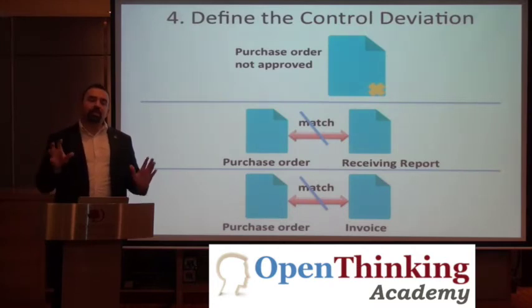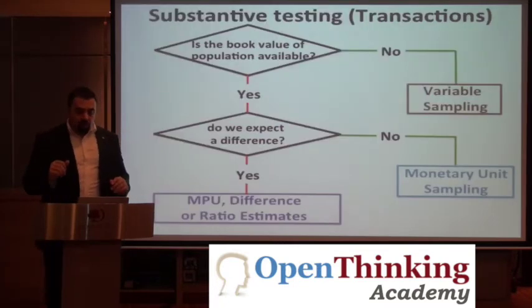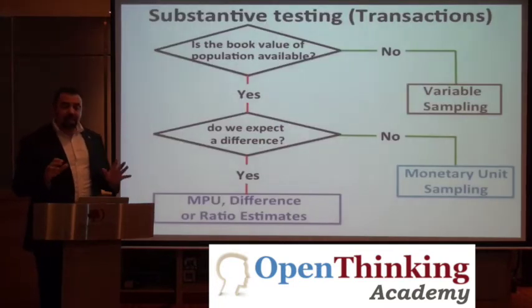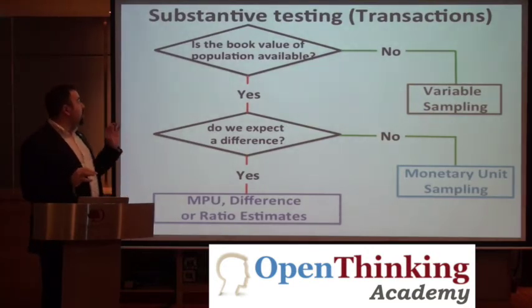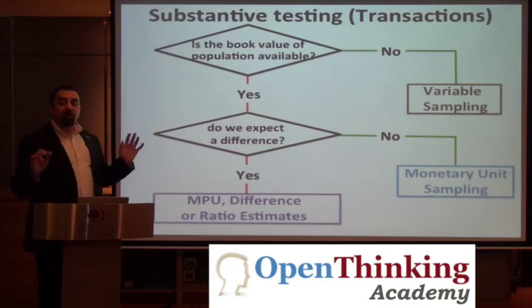Based on that, we can assess if the internal control is working or not working. Now, let's move on to the next section, which is substantive testing. With substantive testing, we are trying to test the actual transactions. So the first question we ask here is, is the book value of the population available?